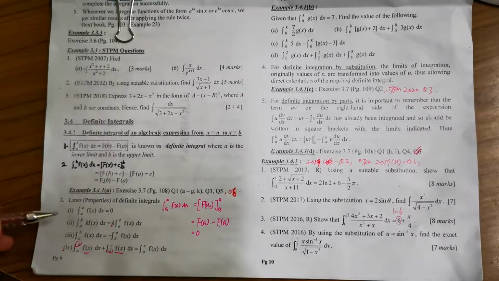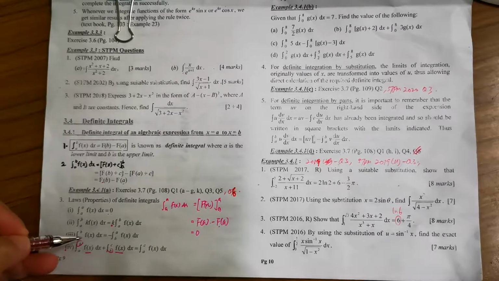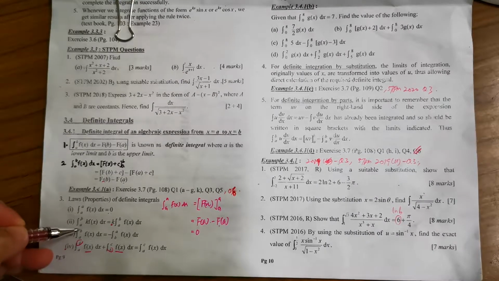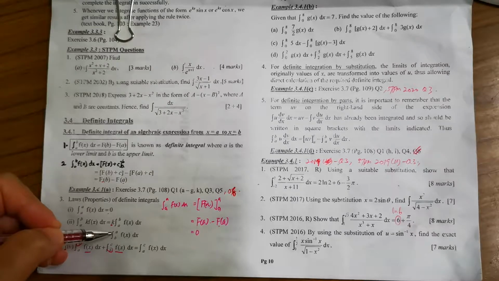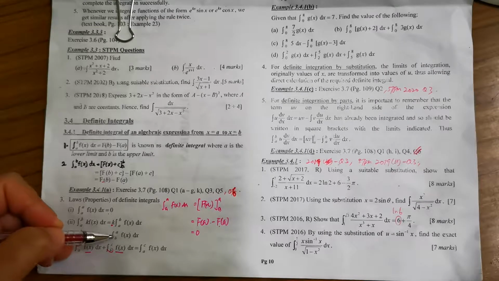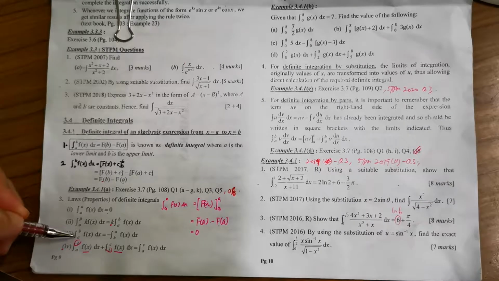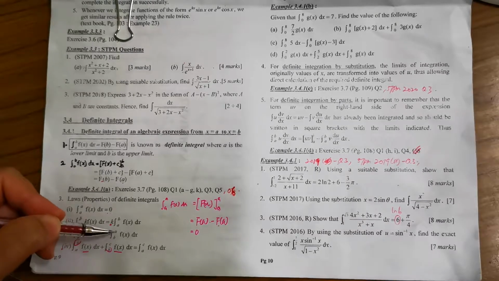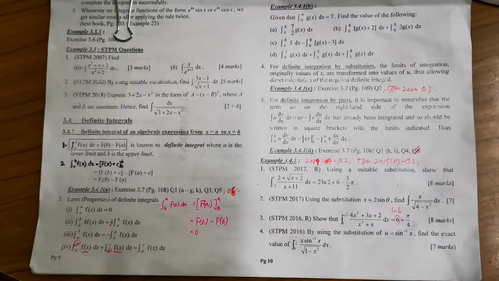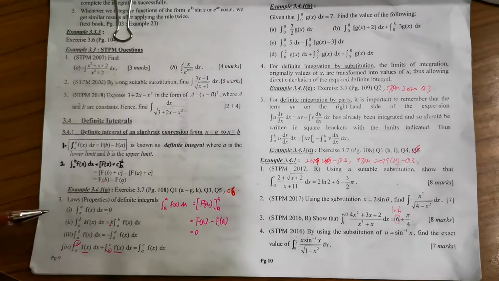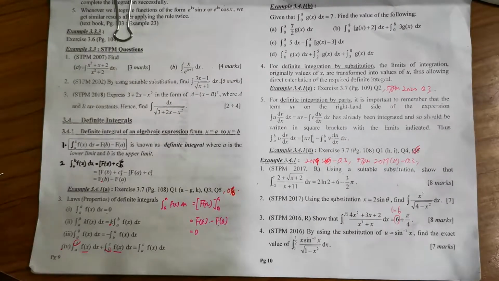The third one: integrate f(x) dx from a to b is the same as negative integrate f(x) dx from b to a. It means we reverse the limits. This is from a to b, this is from b to a. So the digits of their answers are the same, but with opposite sign. One positive, then the other negative.